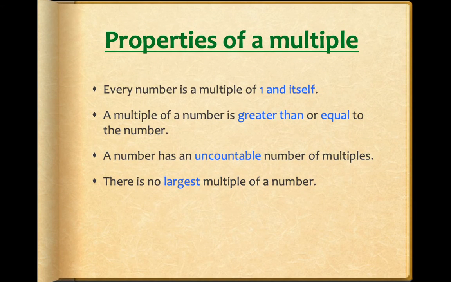Now let's go through the properties of multiples. Every number is a multiple of 1 and itself. A multiple of a number is either greater than or equal to the number. A number has an uncountable number of multiples. There is no largest multiple of a number.